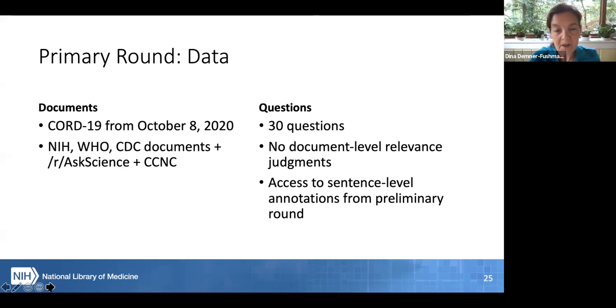But now we have the training data, and we updated the collections. So it's a brand new collection. It's more of consumer-friendly language documents, 30 brand new questions with the descriptions both for what the expert would be looking for and what a layperson will be looking for. And also no document relevance judgments, and the fully judged collection that was produced in the preliminary round could be used for training.